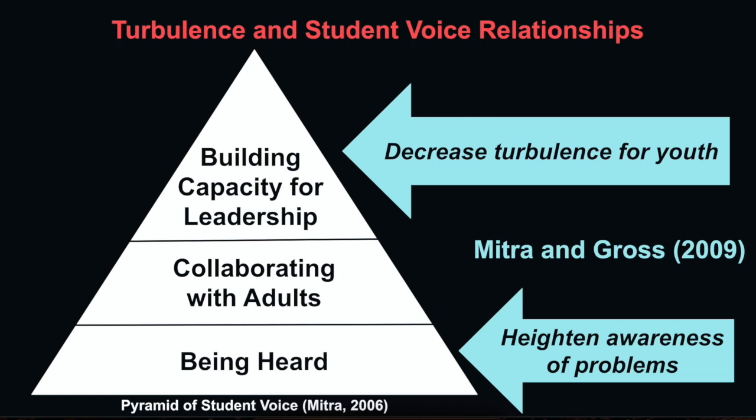This has 3 levels. First, at the bottom level, we have being heard. This is like a survey. You ask students what they think, and then that's kind of it. Next, we have collaborating with adults. So this is student-teacher teams, or what she calls, and many in the field call, youth-adult partnerships. This is when they're on a team together working on a project.